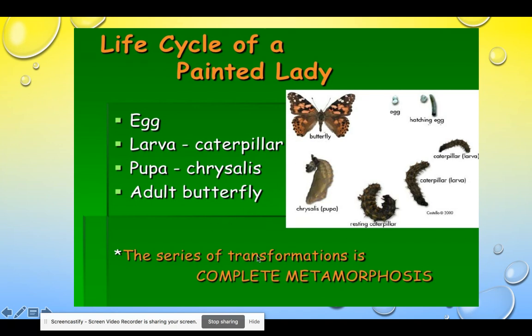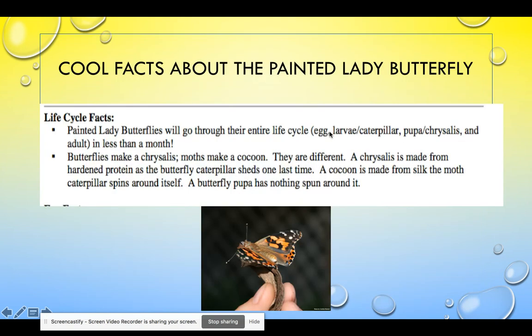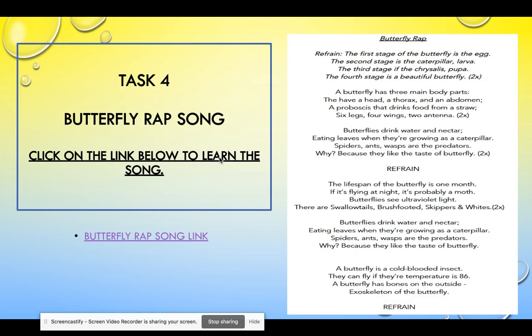All right, the series of transformations is called complete metamorphosis. That means it cannot go back to a caterpillar. Okay, it's a completely different insect. All right, cool facts about the painted lady. You can read these facts. They do not make a cocoon. It's called a chrysalis. This is important here. Moths make a cocoon. They're different. Okay, they go through their life cycle.